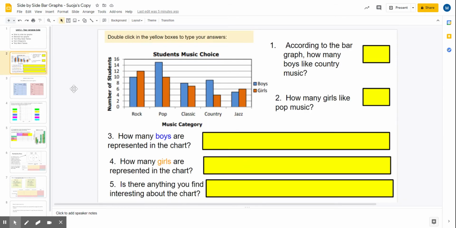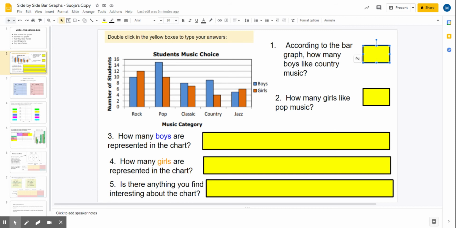And we're just going to fill in these yellow boxes regarding this side-by-side bar graph. So it looks like a bar graph, right? The difference being that the music categories are being divided by favorite genre of music for boys and for girls. How many answered what? Okay, so we'll go ahead and fill in and double click in these yellow boxes to get the cursor to pop up in there.